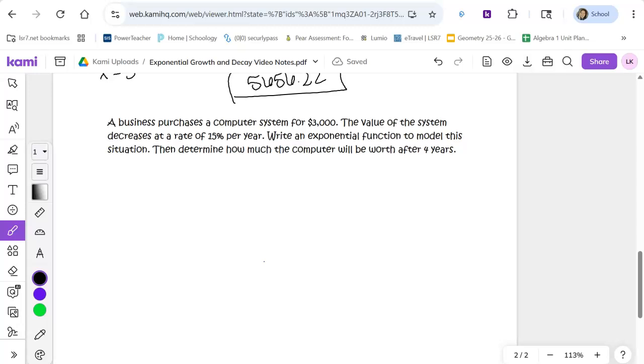A business purchases a computer system for $3,000. The value of the system decreases at a rate of 15% per year. Write an exponential function to model this situation. Then determine how much the computer will be worth after 4 years. So, of course, I'm going to use my decay. My initial value is 3,000. My rate is 15%. So, as a decimal, that's 0.15. So, my function is going to be f of x equals 3,000 times 1 minus 0.15 to the x power.